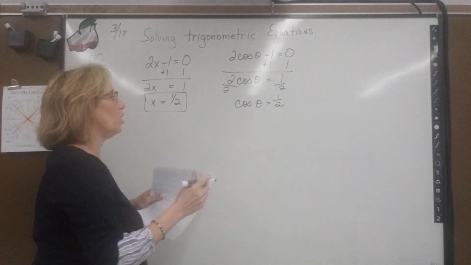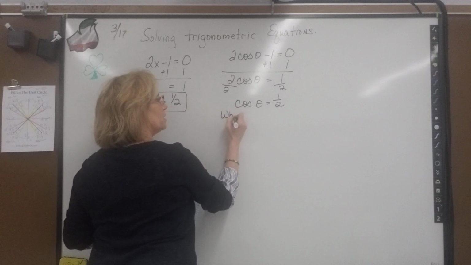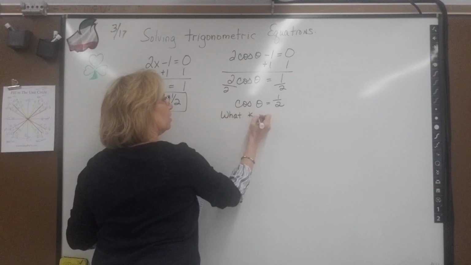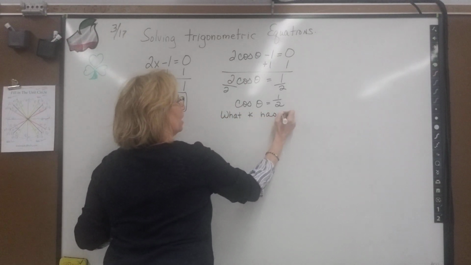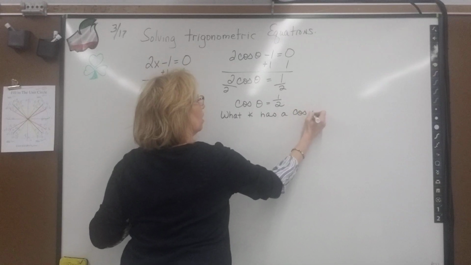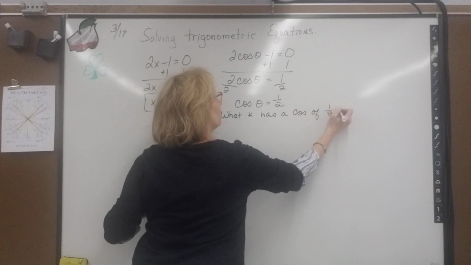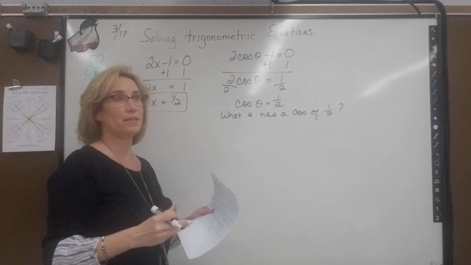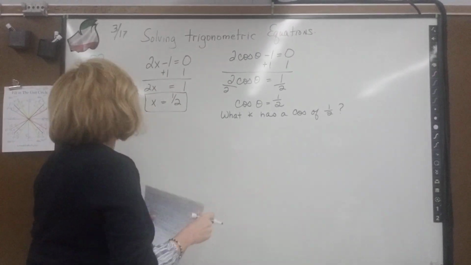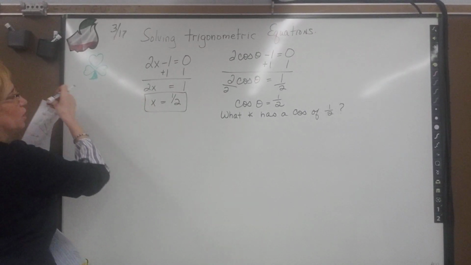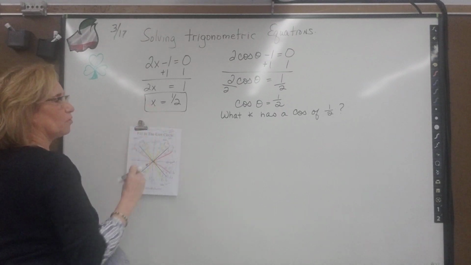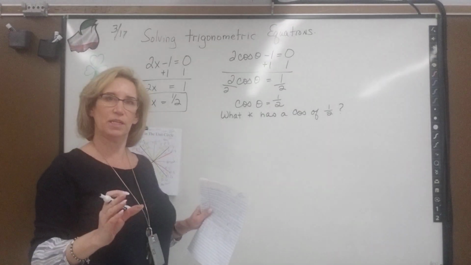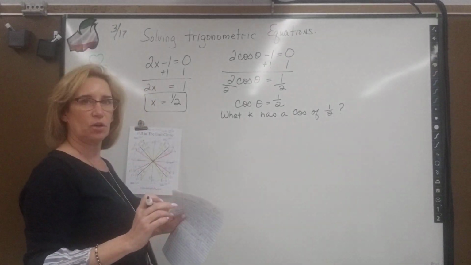So we want to know what angle has a cosine of 1/2. Okay, this goes back to the inverse functions. This goes back to you knowing your unit circle. So for right now, for the lesson, if you want, take out your index cards, take out your unit circle.